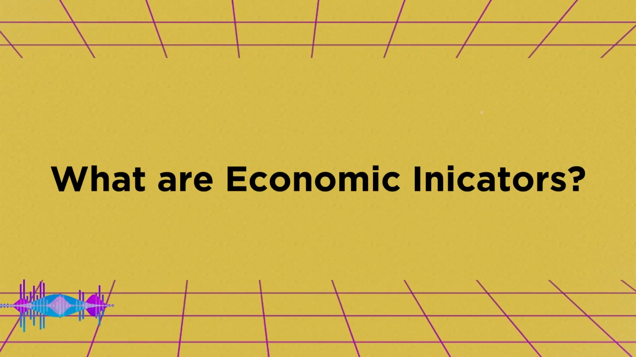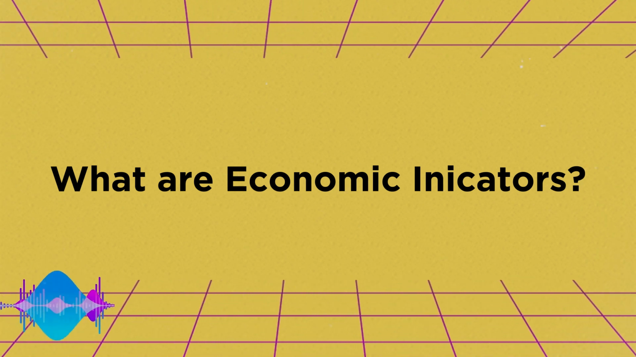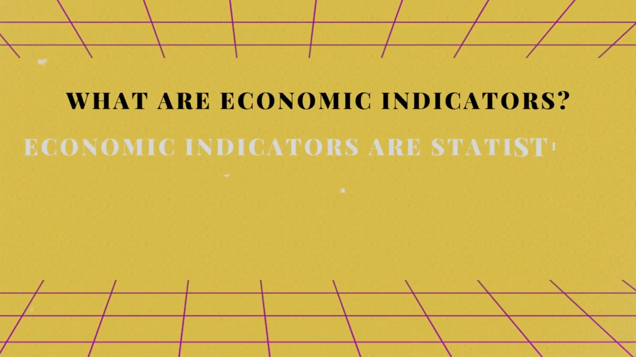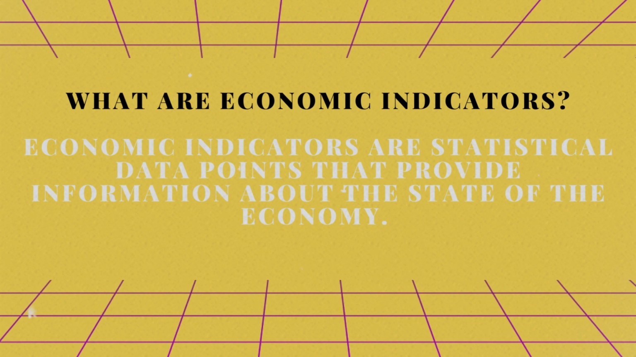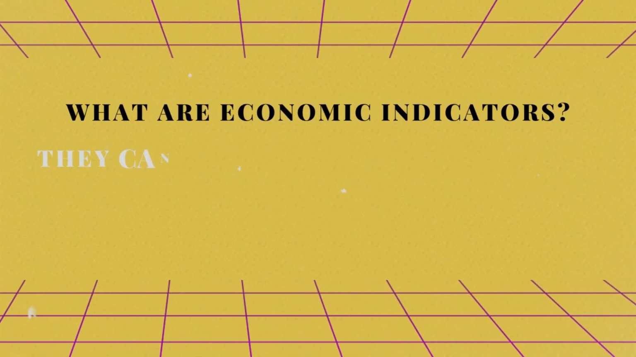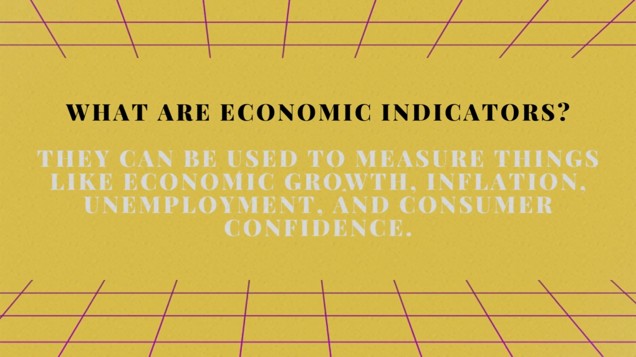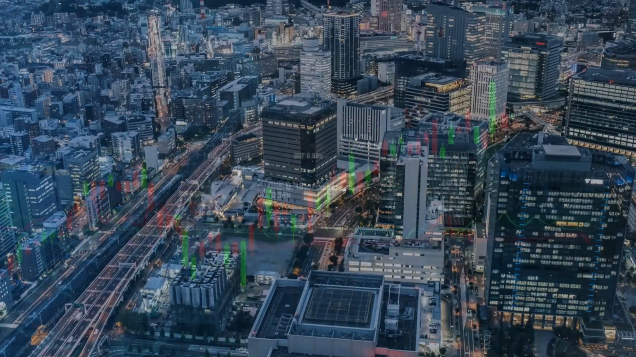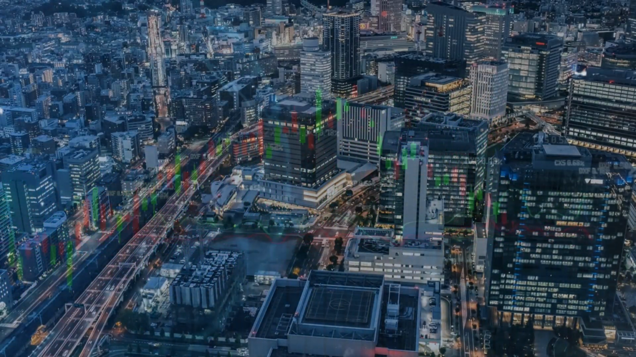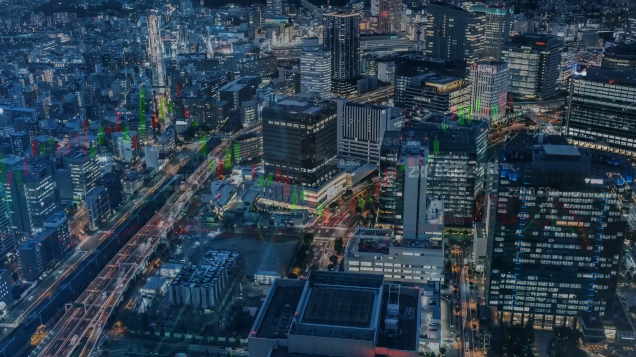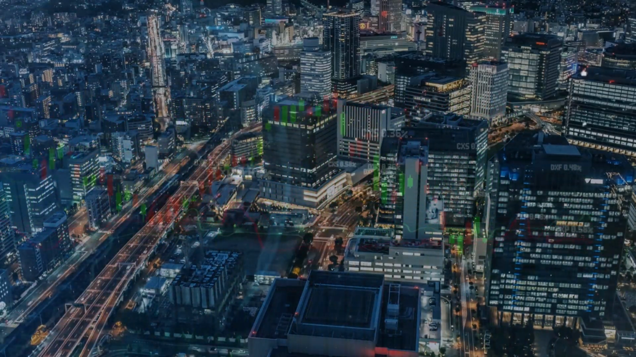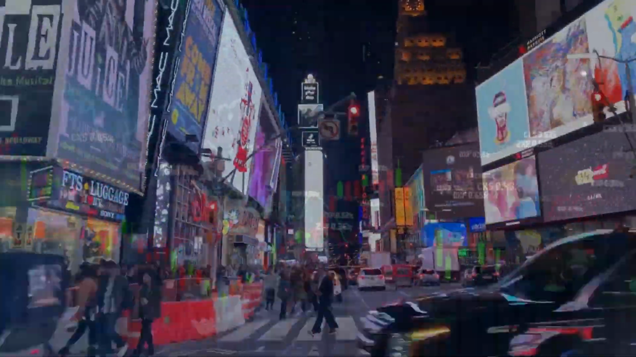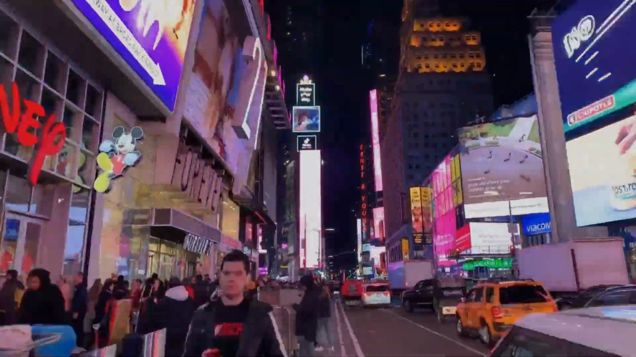What are economic indicators? In the previous segment, we talked about the business cycle. In this segment, we're going to talk about economic indicators. Economic indicators are statistical data points that provide information about the state of the economy. They can be used to measure things like economic growth, inflation, unemployment, and consumer confidence. Some of the most commonly used economic indicators include gross domestic product, GDP, the consumer price index, CPI, the unemployment rate, and retail sales. GDP is the total value of goods and services produced by a country in a given time period. It is considered to be one of the most important economic indicators because it measures the overall health of the economy.